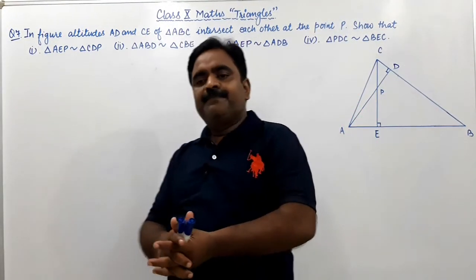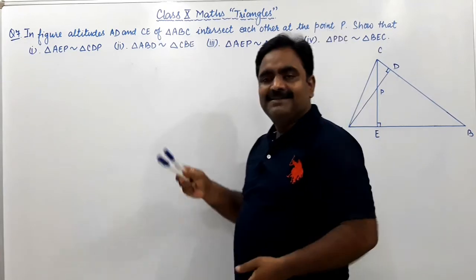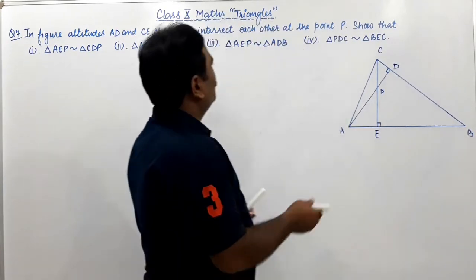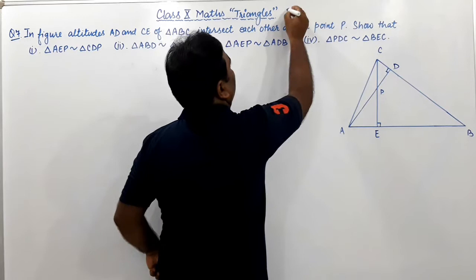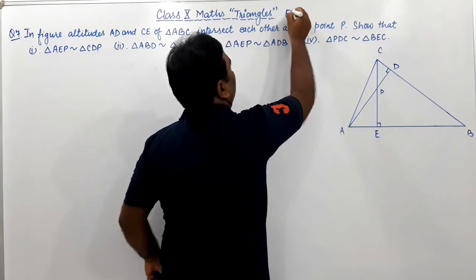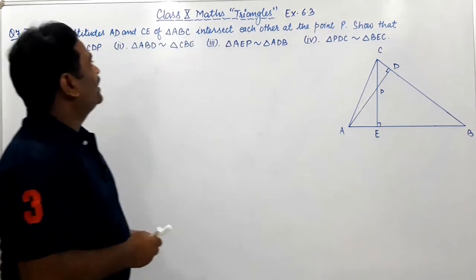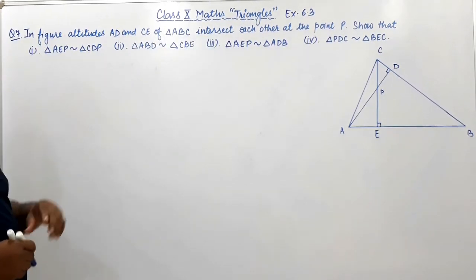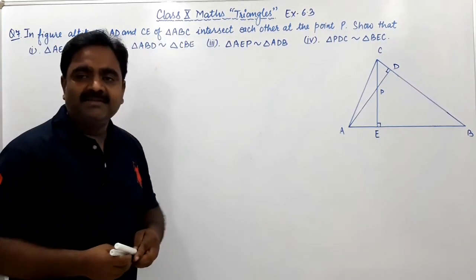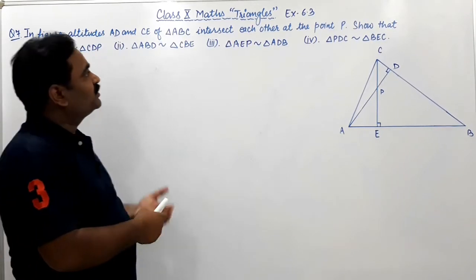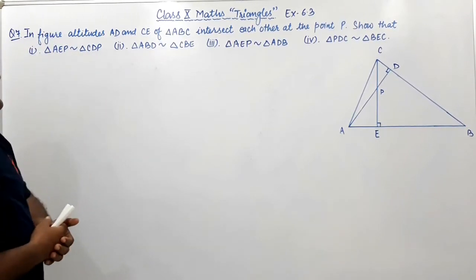So dear students, as we have started exercise 6.3 of your chapter Triangles. In this exercise we have studied question number 1 till question number 6. So today we are going to discuss question number 7. Let's see what is given in 7.